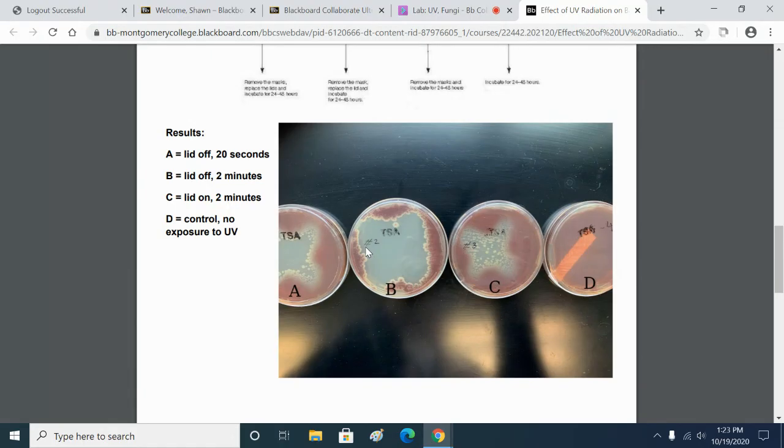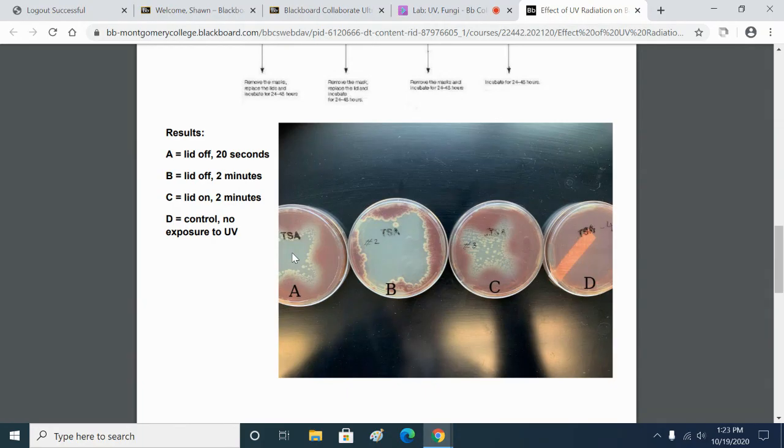It killed the bacteria in a really short amount of time. Right, so we see that UV kills, even with just 20 seconds. We have a clear zone in the center. And when we expose the bacteria to 2 minutes, a lot longer exposure time, we see that even more cells are killed, right?